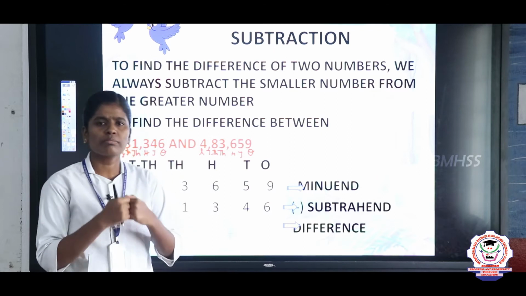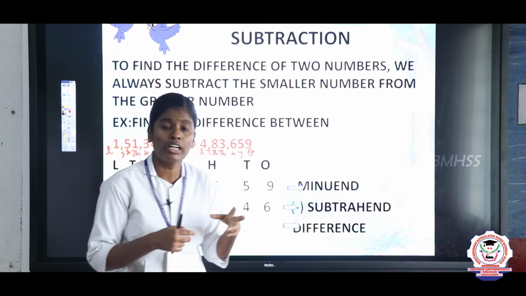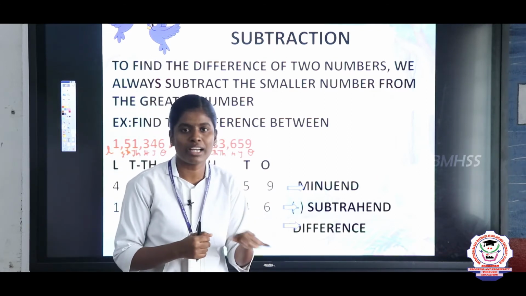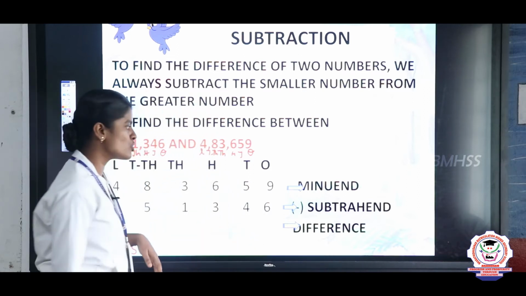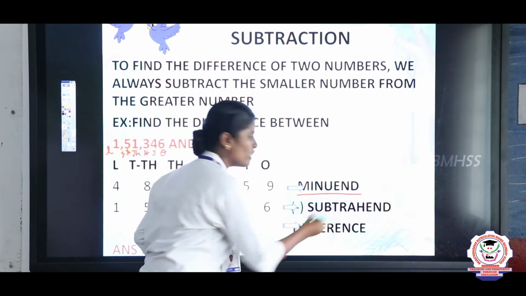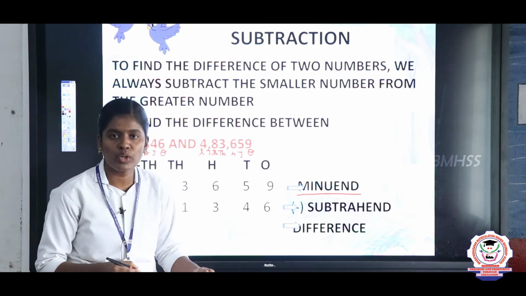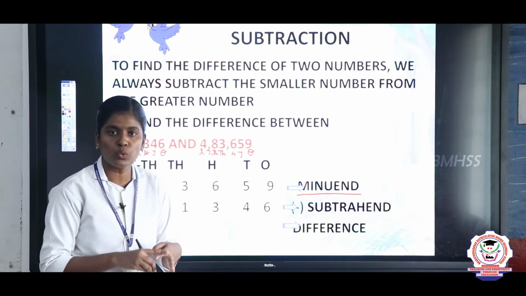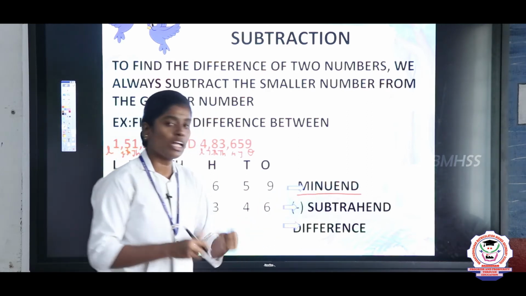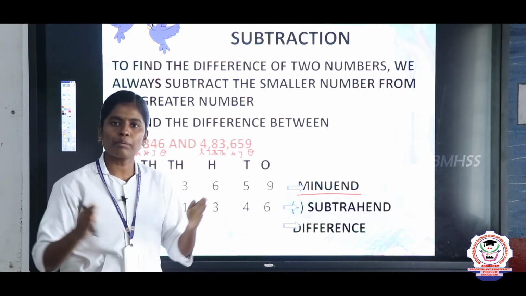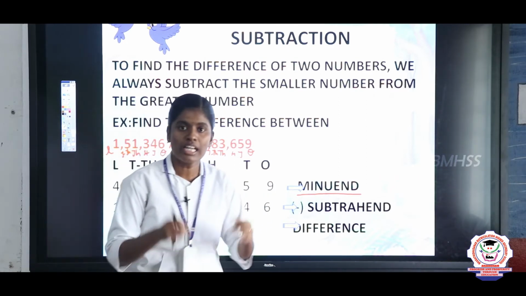Okay. So listen my children, in subtraction the numbers also have names. The greater number is called minuend, M-I-N-U-E-N-D, minuend. The smaller number is called subtrahend.